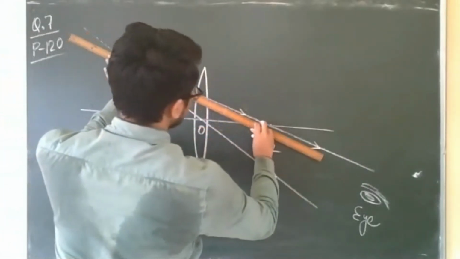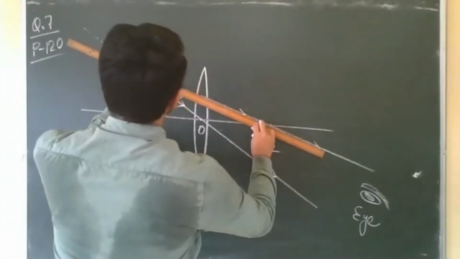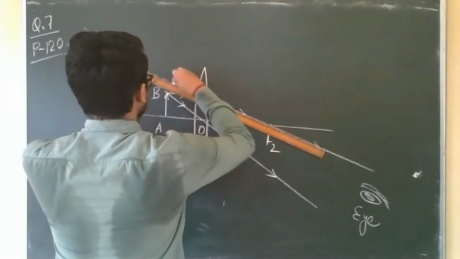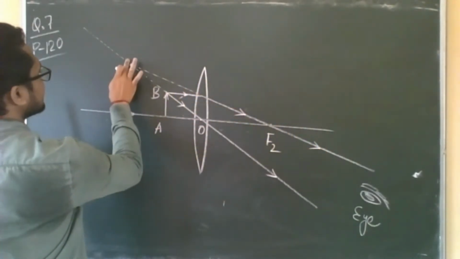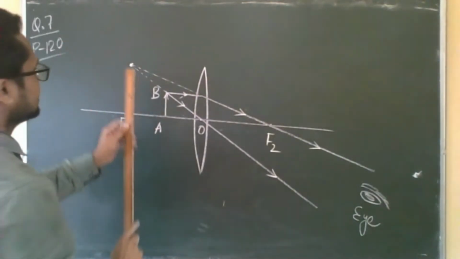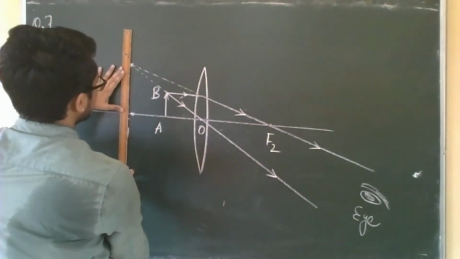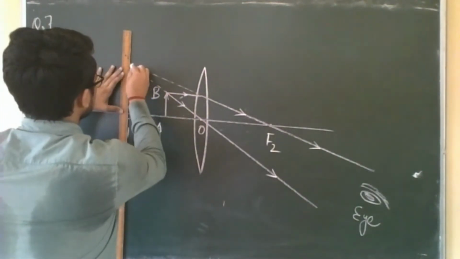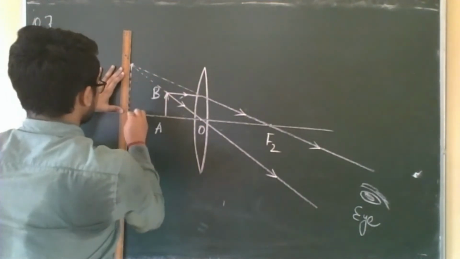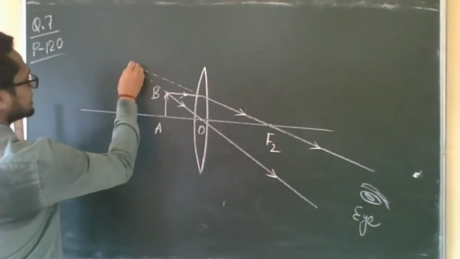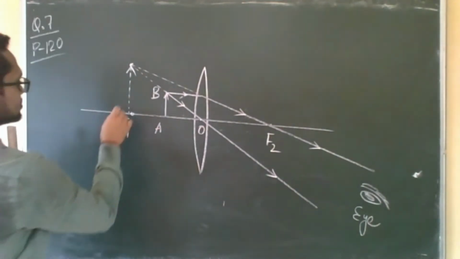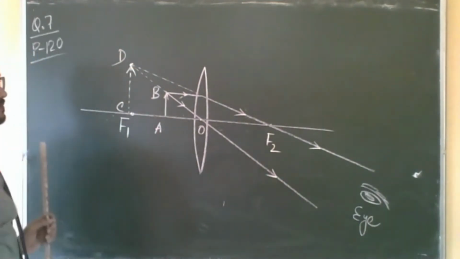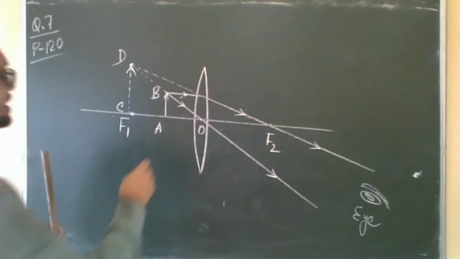Just extrapolate the rays and you will get the image. This is a dotted line, because these rays are not real. After that, from this meeting point, draw the perpendicular. This is the image. We have to give it the name CD. So this is C, suppose this is D. So this is the ray diagram.